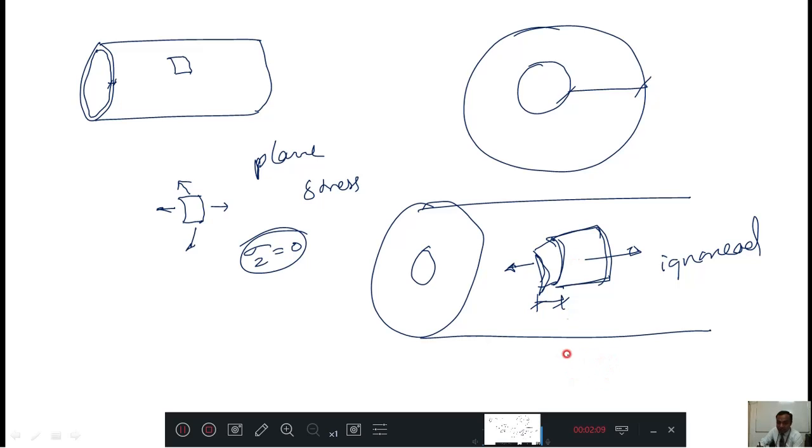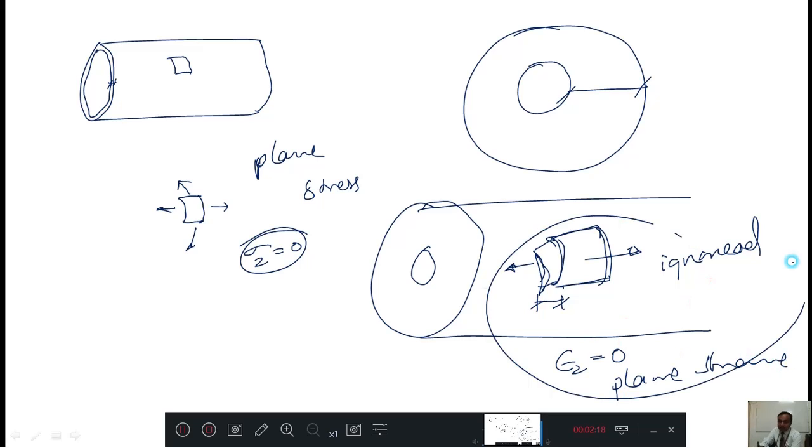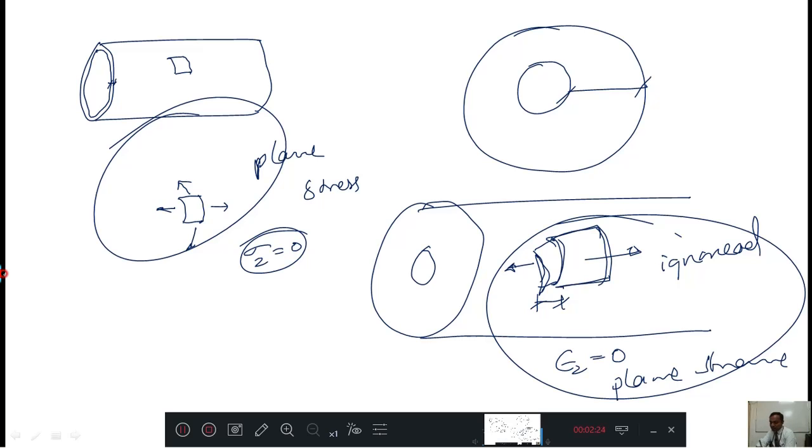Then strain in the z direction means epsilon z equal to 0, means you can apply plane strain theory here. Means in thick cylinders we can apply plane strain theory, in thin cylinders we can apply plane stress theory.